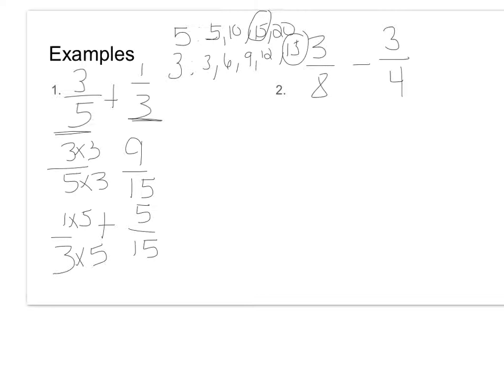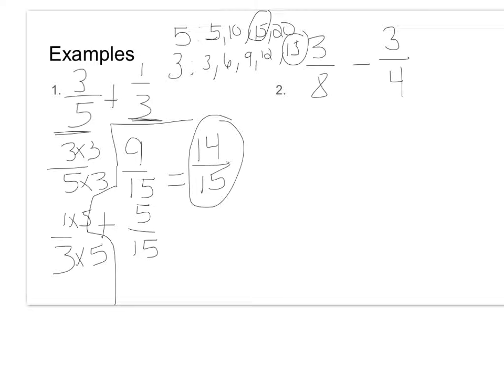So now I have two fractions. I have 9 over 15 and I have 5 over 15. I can add these together because they now have a common denominator. 9 plus 5 gives us 14 out of 15. And you cannot simplify that down. They have nothing in common.